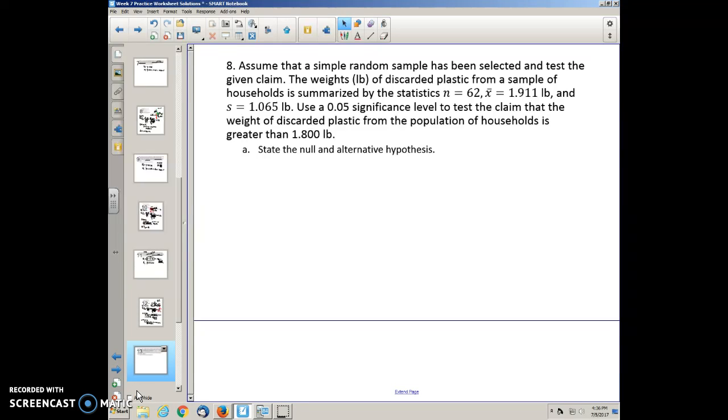The sample mean weight of discarded plastics was 1.911 pounds, and the sample standard deviation for weights of discarded plastics was 1.065 pounds. Use a 0.05 significance level to test the claim that the weight of discarded plastic from the population of households is greater than 1.800 pounds. Alright, so here's the claim.